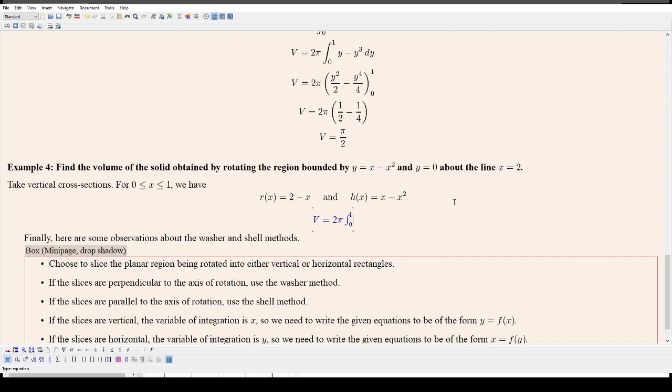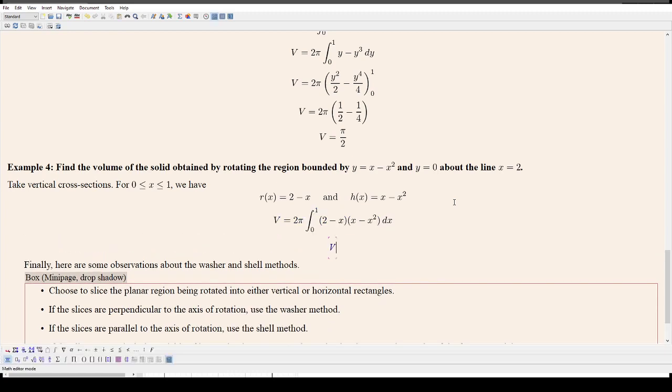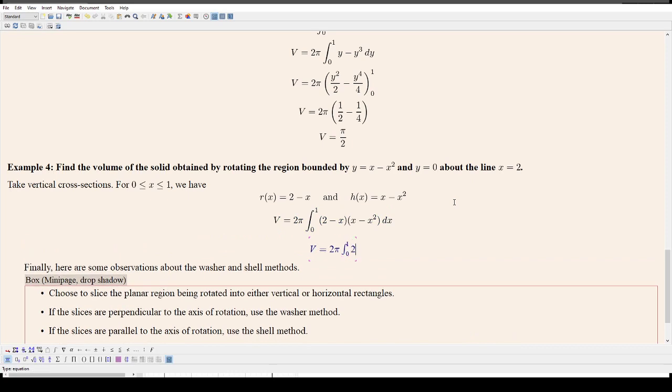It is awfully convenient that they all end up being 0 to 1, though, I'll tell you that. Convenient for me. So r, 2 minus x, times h, which is that. So again, you have to be careful with the multiplication, because we're going to be foiling here. So 2x minus 2x squared minus x squared plus x cubed.